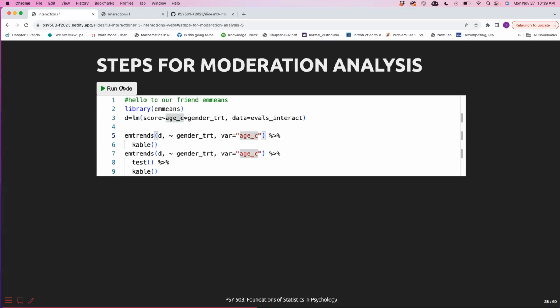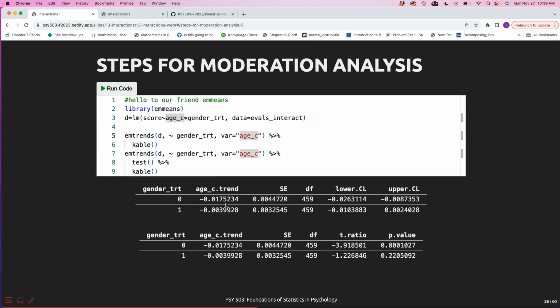So I've run this model 2 times and we get slightly different outputs. Let me explain why. When we run it the first time, I don't have this test function here. And if you don't put the test function, you don't get p-values and t-tests. And we need those p-values. So the first time we run it, we only get confidence intervals. Those are important, we want to report those. When we run it the second time with the test function, then we get a t-ratio and a p-value. So we have all the information that we need to report here.